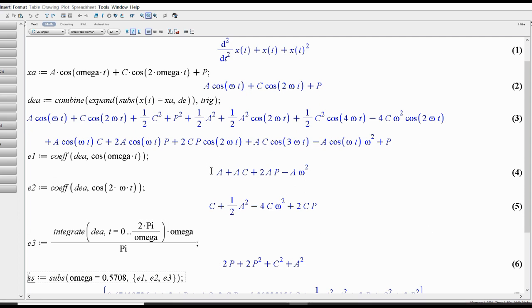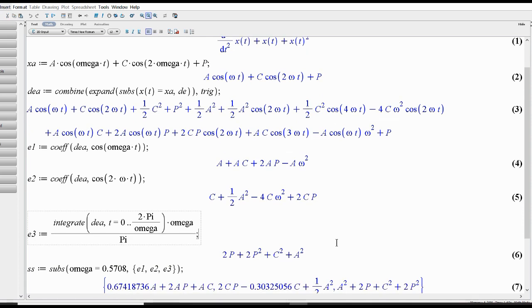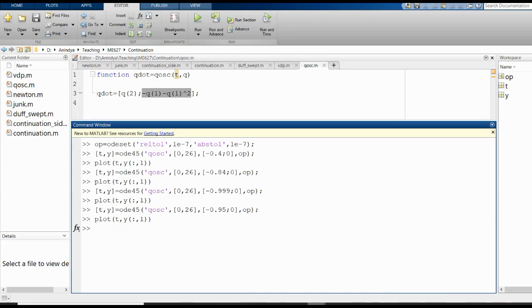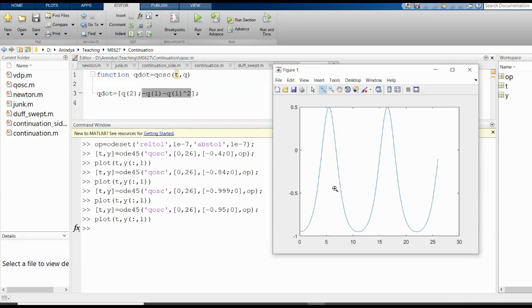This has to be 0, this has to be 0, and this has to be 0. Okay, I'm not going to use a continuation algorithm here. What I will do is I will come to the MATLAB solution. Okay, and you see I have a certain number of periods.